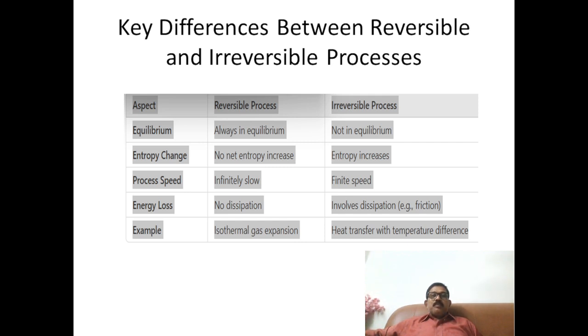The next aspect is process speed. The speed of a reversible process is infinitely slow. In an irreversible process, it is a finite speed. Then the aspect is energy loss. In a reversible process, there is no dissipation. In an irreversible process, it involves dissipation, for example, friction. An example of a reversible process is isothermal gas expansion. An irreversible process is heat transfer with temperature differences.